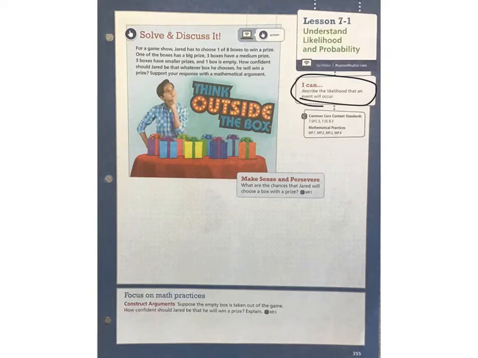For a game show, Jared has to choose one of 8 boxes to win a prize. One of the boxes has a big prize, 3 boxes have a medium prize, 3 boxes have smaller prizes, and 1 box is empty. How confident should Jared be that whatever box he chooses, he will win a prize? Support your response with a mathematical argument. Work on this problem now, and then come back and let's discuss some possible answers.